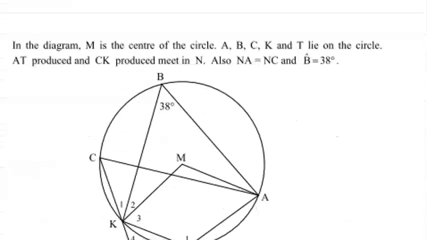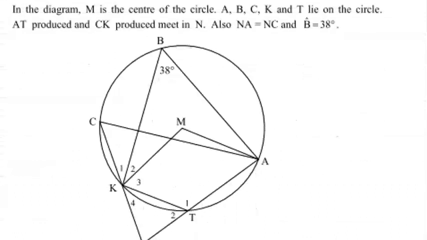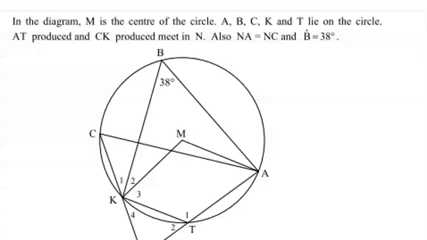So let's look at the question that we are going to be looking at today. This question appeared in a past examination paper and it reads as follows. It says, in the diagram, M is the center of the circle. So you are given the center of the circle, so all center theorems need to be adhered to because you know that you are going to use those particular reasons for our statements made. A, B, C, K, and T lie on the circle. AT produced and CK produced meet in N. Also, NA equals NC and B is equal to 38 degrees.